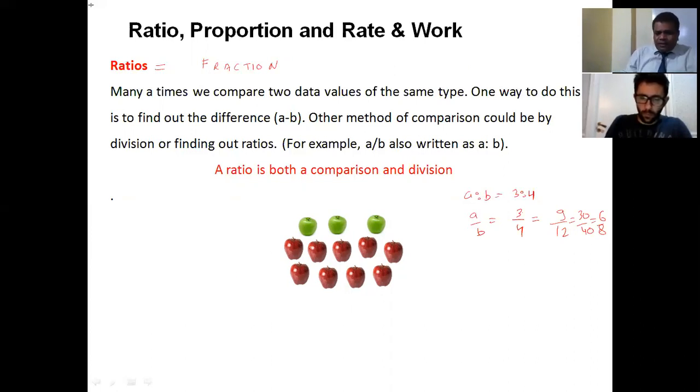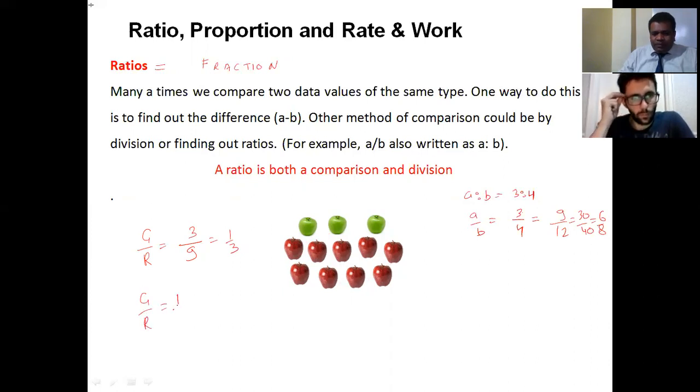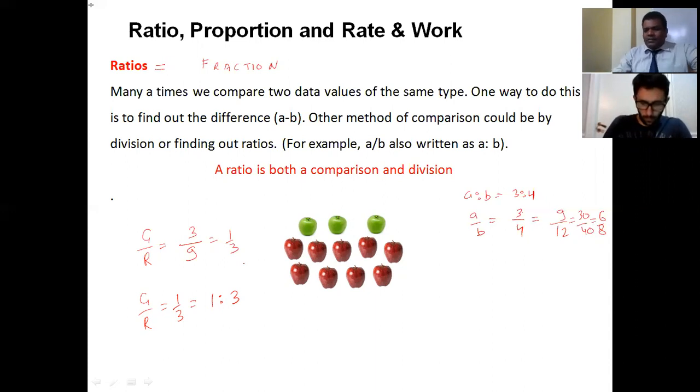In this picture, what is the ratio between green apple and red apple? There are 3 green apples, and how many red apples do we have? 1, 2, 3, 4, 5, 6, 7, 8, 9. So the ratio is 3/9, but you can cut it further to 1/3. So the green to red apple ratio is 1/3, or we can say 1:3. It doesn't mean that we have only 1 green apple and 3 red apples. In the picture, it is very clear we have 3 green apples and 9 red apples. So that is perfectly right.